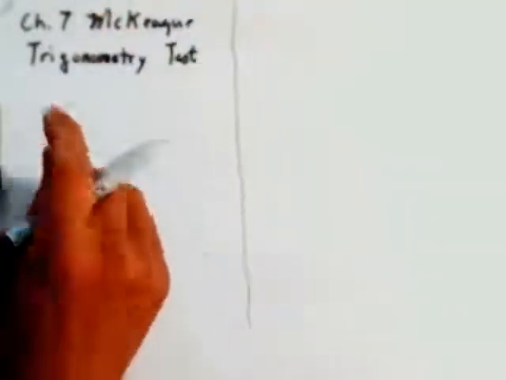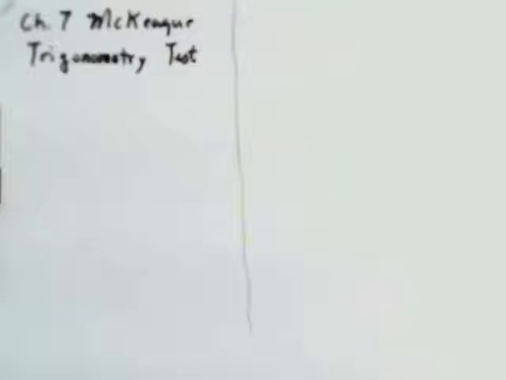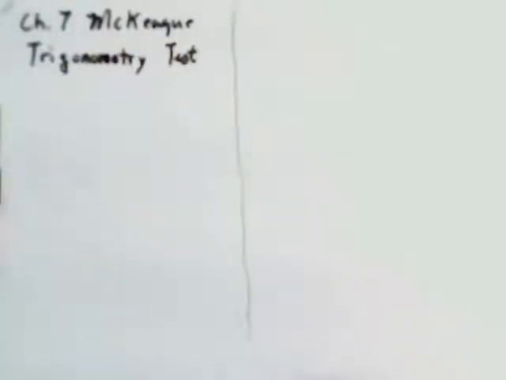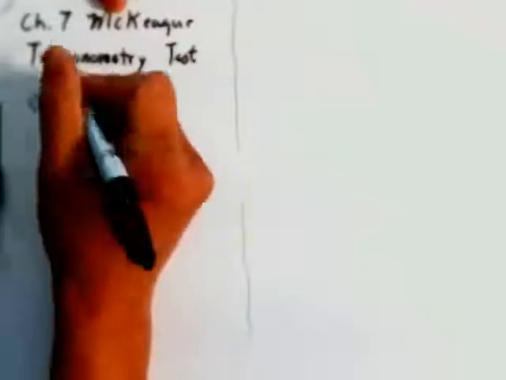I'll be going over Chapter 7, McKeague for Trigonometry. This is the Chapter 7 test, and I'm going to be going over the even problems to help you understand how to solve some of these problems. And hopefully about maybe 80% of the problems or similar to it will be on your test. So let's start the problem right away.